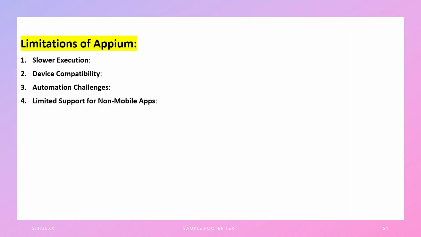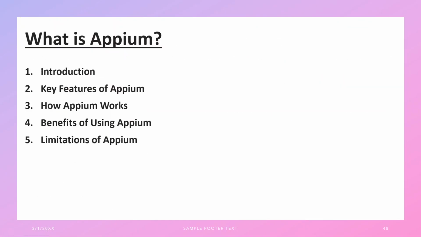And limited support for non-mobile applications. Okay, this is the last limitation. Appium is primarily designed for mobile apps, making it more complex to automate the interaction with non-mobile apps. So these are the four limitations of Appium. And this is all about what exactly Appium is.